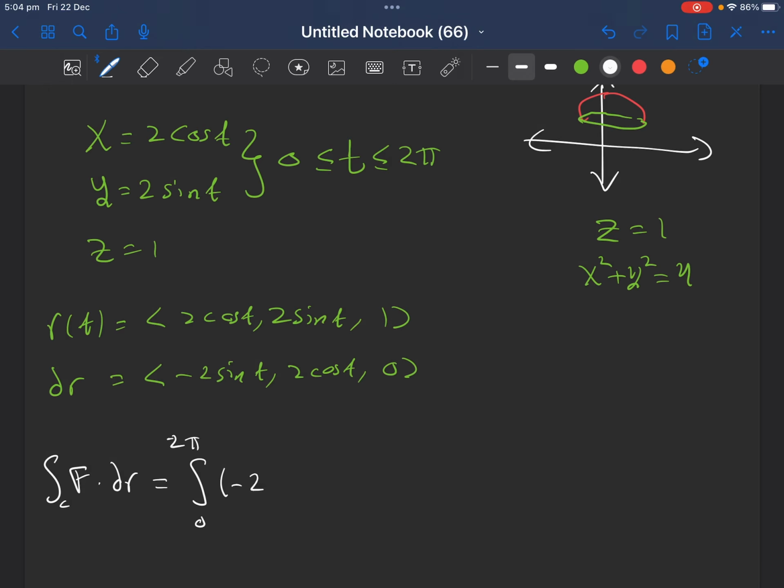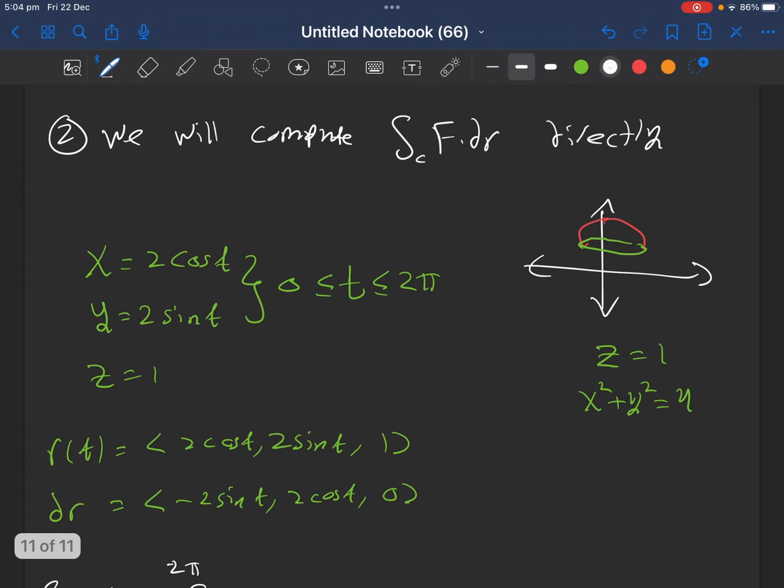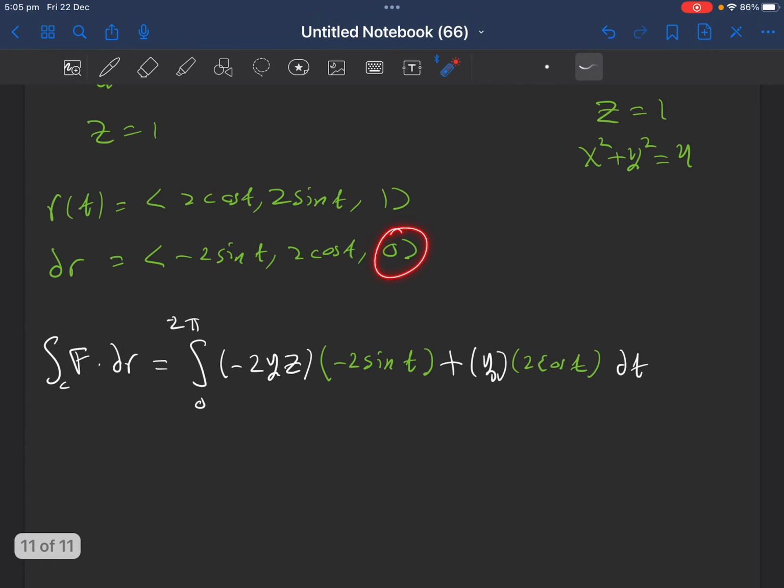So if you remember F, it starts with 2yz. We have to multiply first with first, so this would be 2 sine t. Second with second, if we just go back, it would be just y, 2 cosine t. Of course, third with third, we don't need to do it because it's already 0 here. 0 times anything would be just 0.